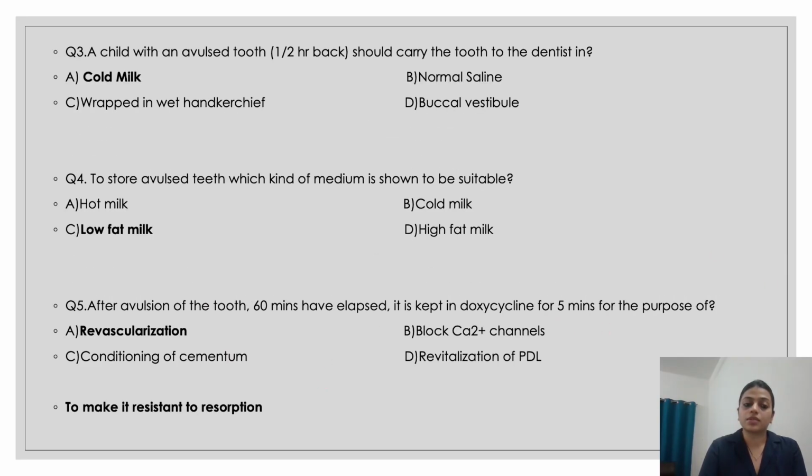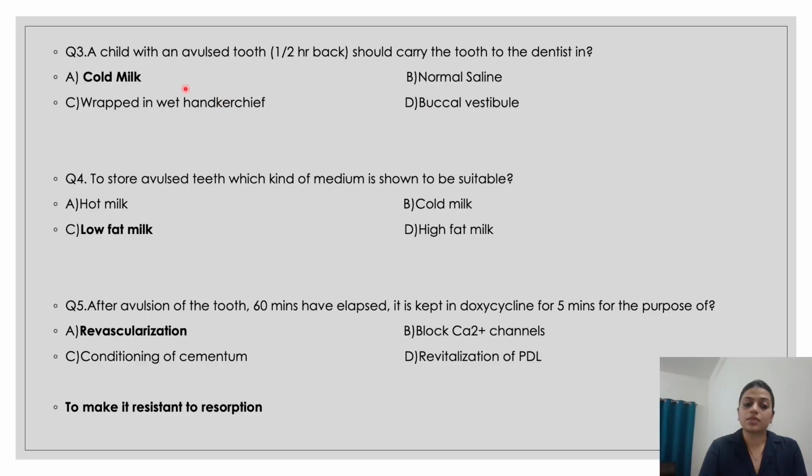That is the answer. Then another question is, a child with an avulsed tooth half an hour back should carry the tooth to the dentist in. So these are all the options which are given here. Cold milk, normal saline wrapped in a wet handkerchief, buccal vestibule. So buccal vestibule is also preferable medium, but it is recommended only for adults who are conscious and not for children because they might swallow it.